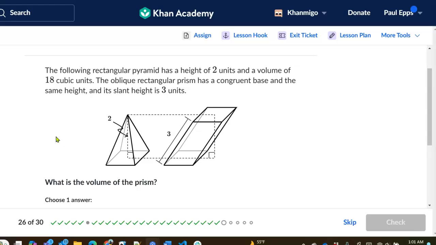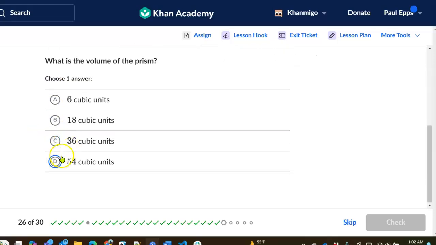All right, then we go over to the oblique rectangular prism. The slant height doesn't matter. It's the height that matters. So if we know that the base is 27 and the height is 2, then it's going to be 27 times 2, which is 54. There it is, 54 cubic units.